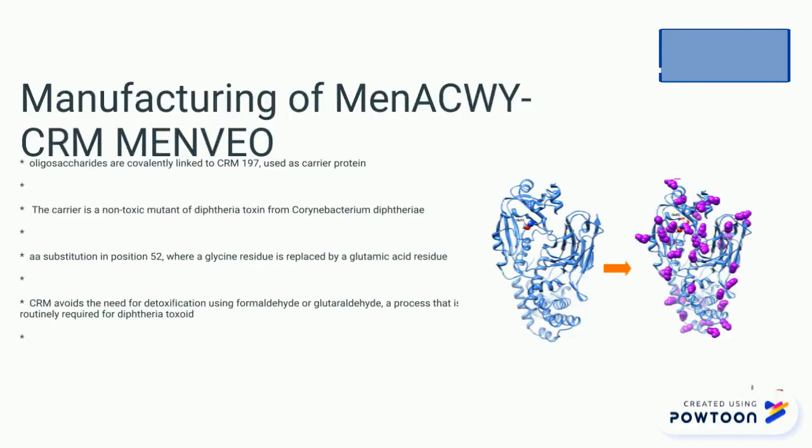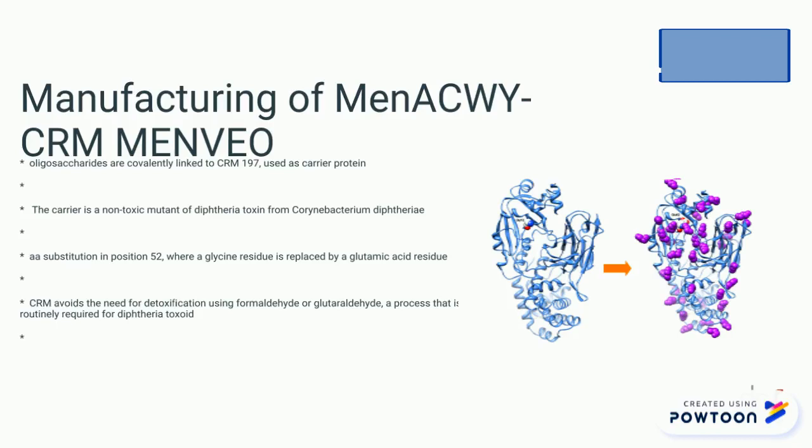As it is a non-toxic CRM, it avoids the need for detoxification using formaldehyde or glutaraldehyde, a process that is routinely required for diphtheria toxoid. The methodologies used to purify CRM are ultrafiltration and chromatography steps, which lead to a purity of 99%.